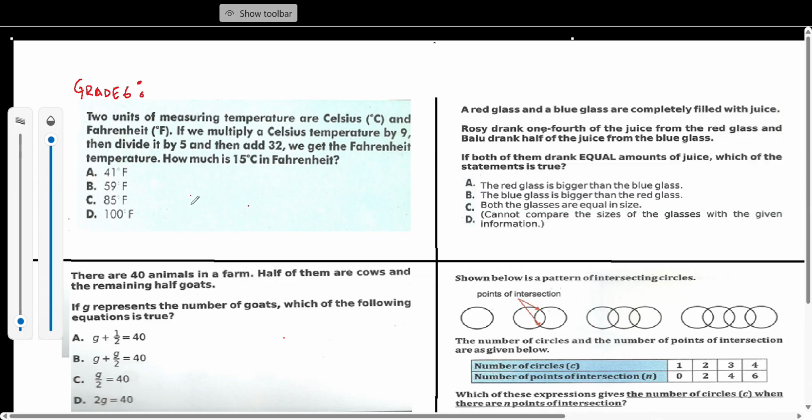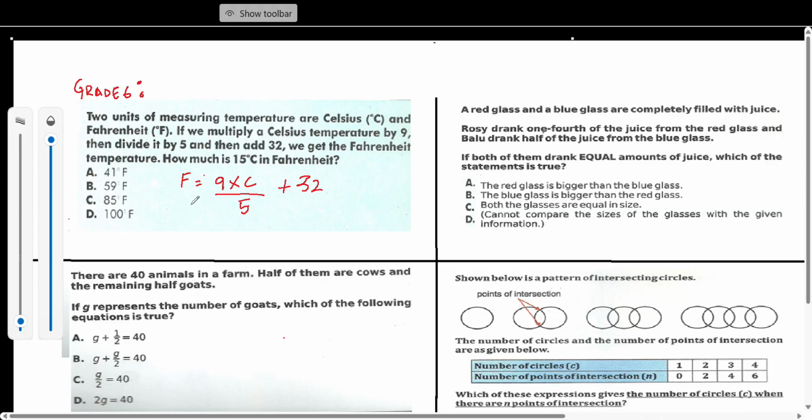So, we can get the Fahrenheit temperature by, which means F equal to multiply the Celsius by 9, 9 into C. Then divided by 5 and add 32. This is what it literally means. So this is the translation from the statement to the equation.